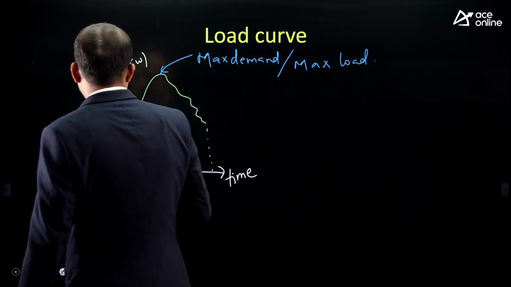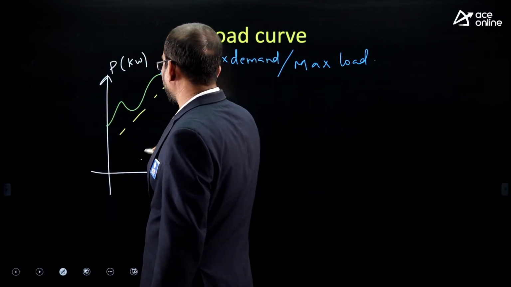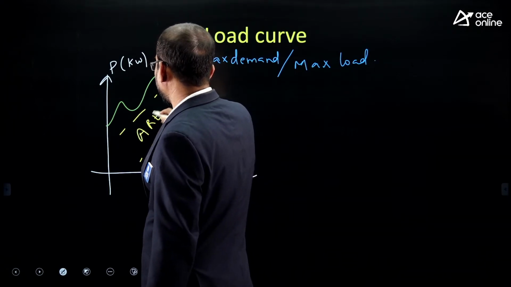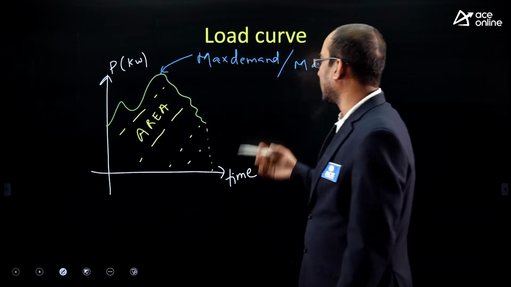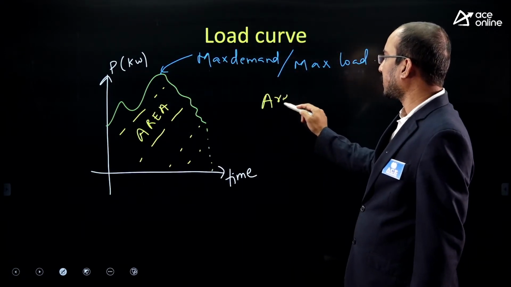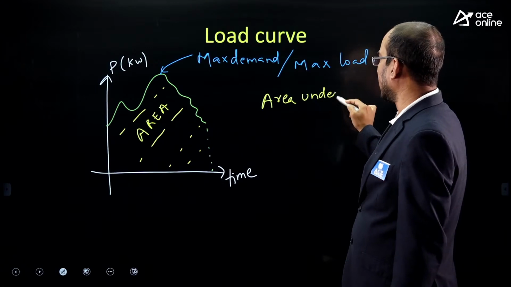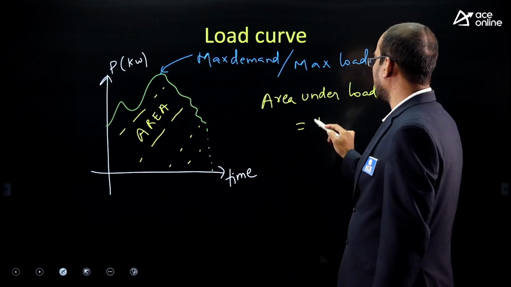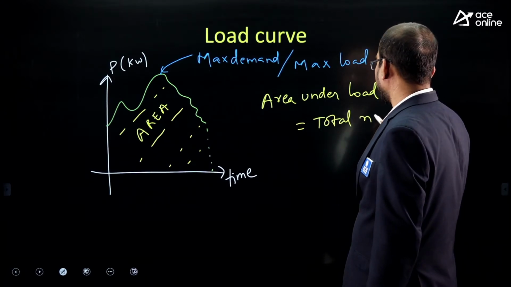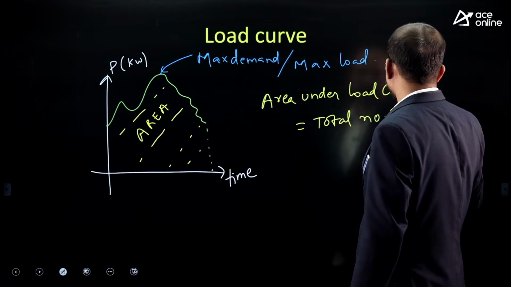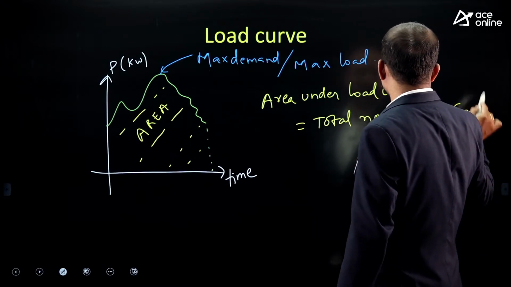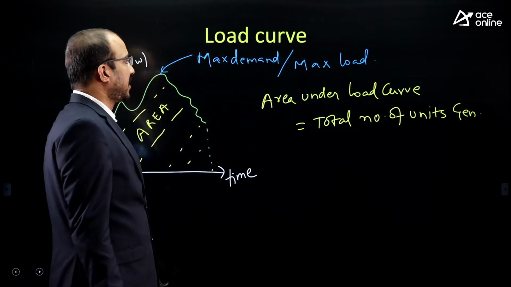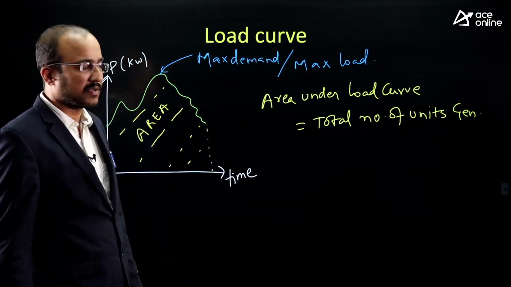So what does the area under the load curve give? Total number of units generated. Area under the load curve gives the total number of units generated. The highest point gives what? Maximum demand.